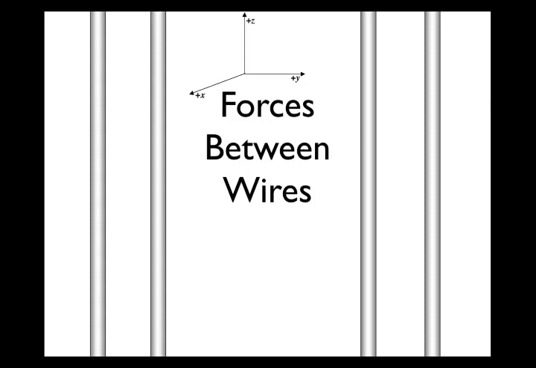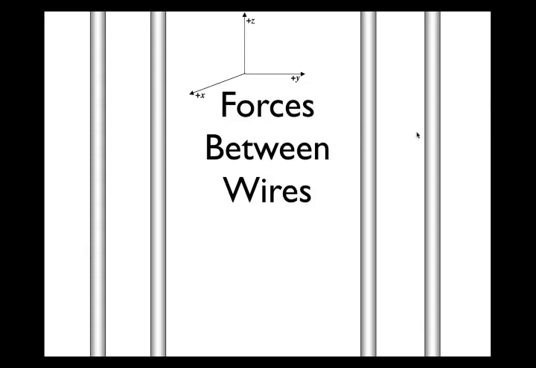So if you put 2 or more current-carrying wires next to each other, the one wire will create a magnetic field, and the second wire will feel a force from the magnetic field created by the first, and vice versa. And so 2 current-carrying wires will put forces on each other. So let's think a little bit about the possibilities here.